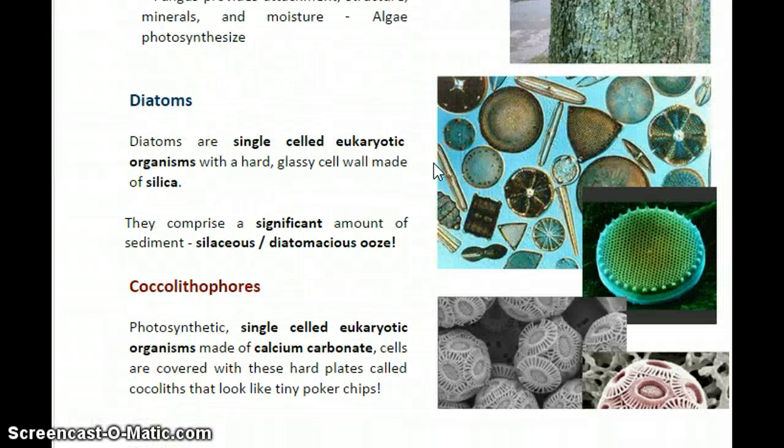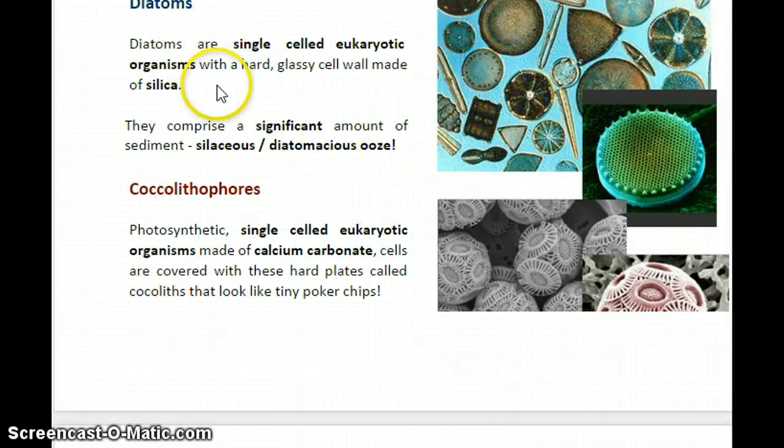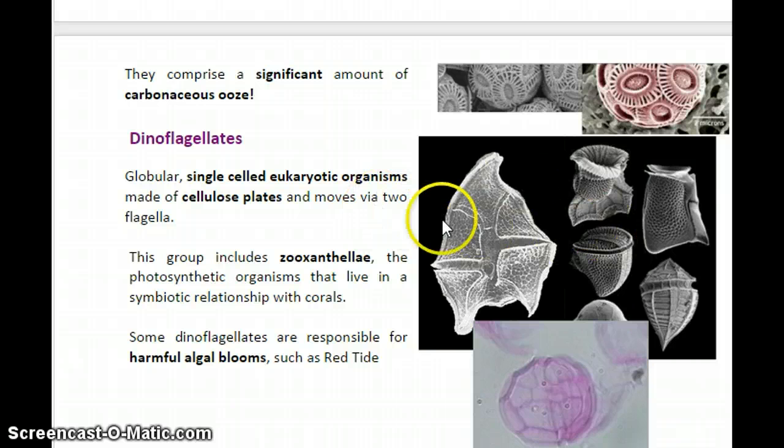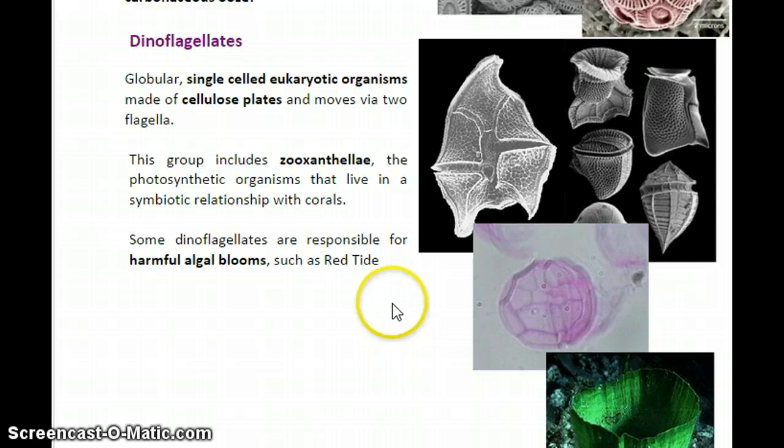What you need to know about them is basically just the distinctions between the three types in particular: the diatoms, the coccolithophores, and the dinoflagellates, because that's going to be pretty important when we look at sediment and when we look at larger organisms as well, like coral.